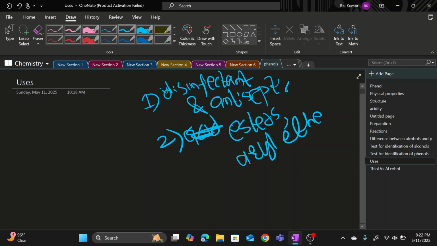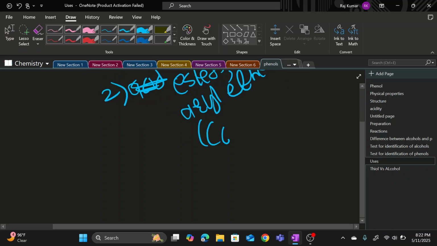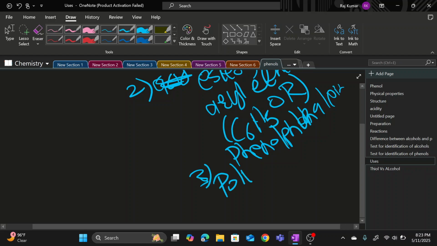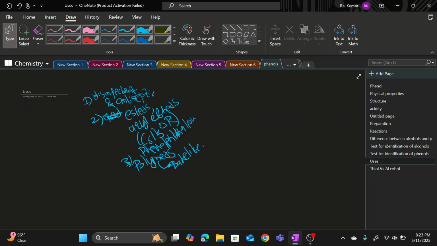Aryl ethers are again a class of organic compounds. It's like this: C6H5OR. This is an aryl ether, and phenols can also be used for the production of phenolphthalein. And again, they can be used for the production of polymers. Polymers such as bakelite can be formed with the help of phenols. So these are some of the uses.